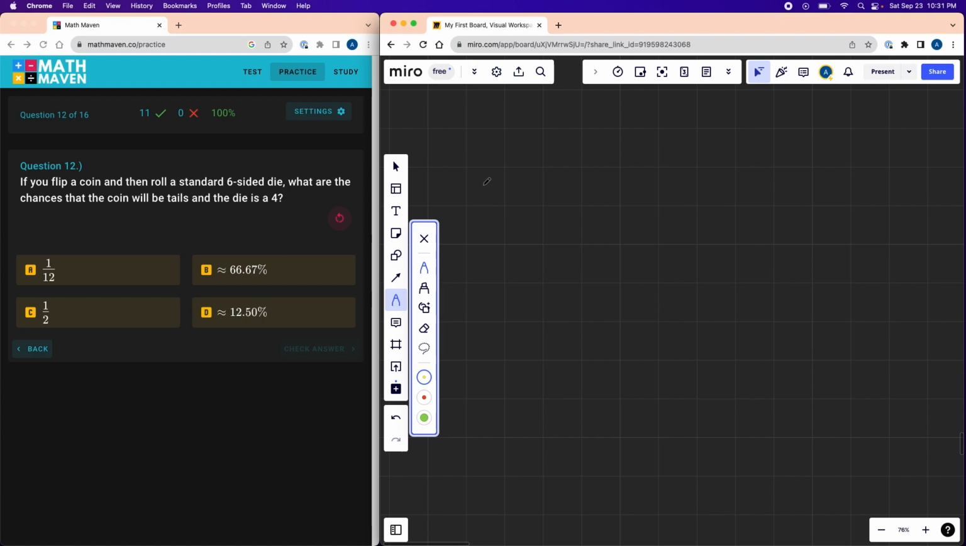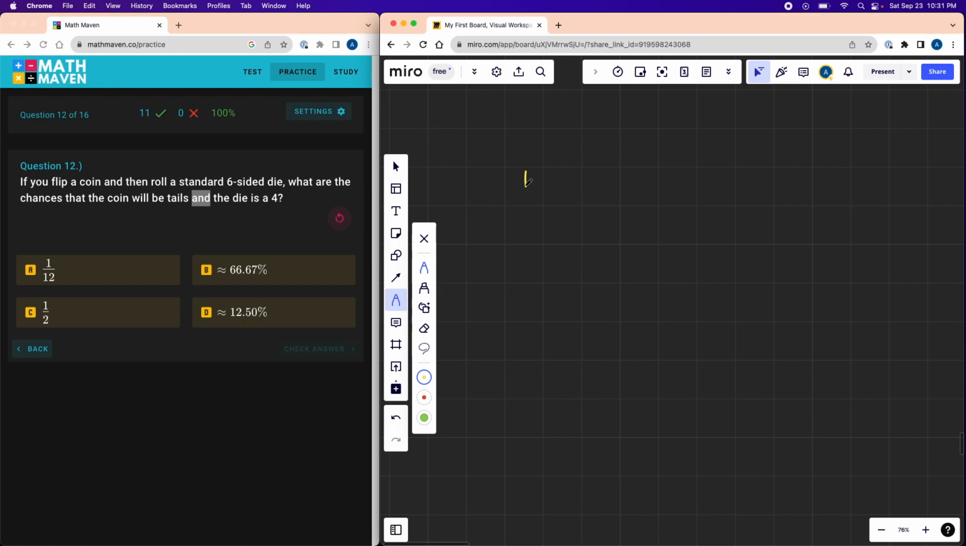This one's actually pretty similar to the last one. Again, we have 2 different events here, and they're not dependent on each other, so they're independent events, and it's asking what are the chances that the coin will be tails and the die is a 4. We just have 2 events that have different probabilities, but we still need to multiply them together. So let's start with the first event. What is the chance that the coin will be tails?